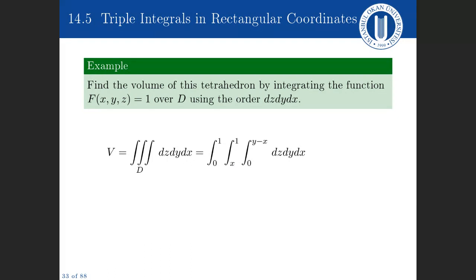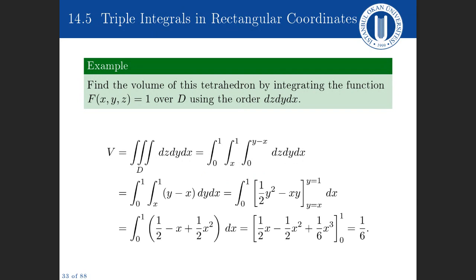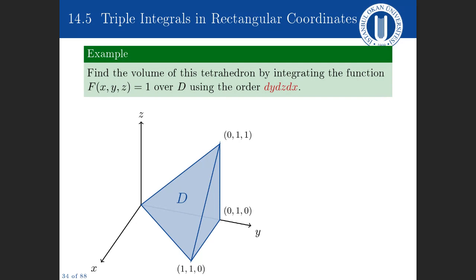Okay, we know our limits of integration. We've just talked about these. 0 to 1, x to 1, and 0 to y minus x, and we're integrating the function 1. Here's the whole calculation. I don't want to spend time here. I'll leave this for you to check later. Find the volume of this tetrahedron by integrating the function 1 over D, but this time using the order dy dz dx.